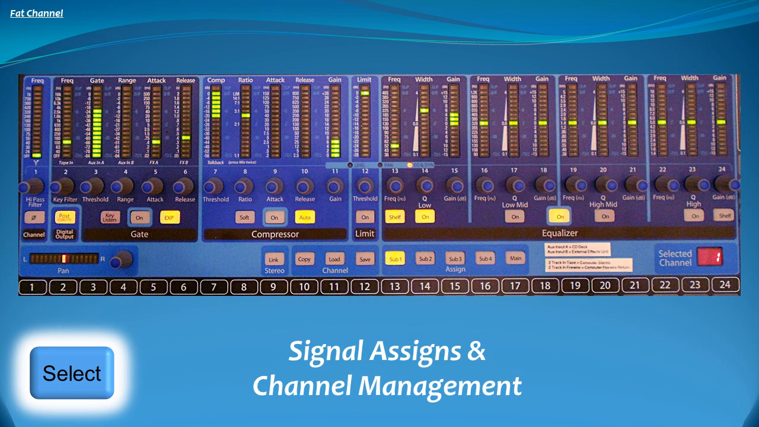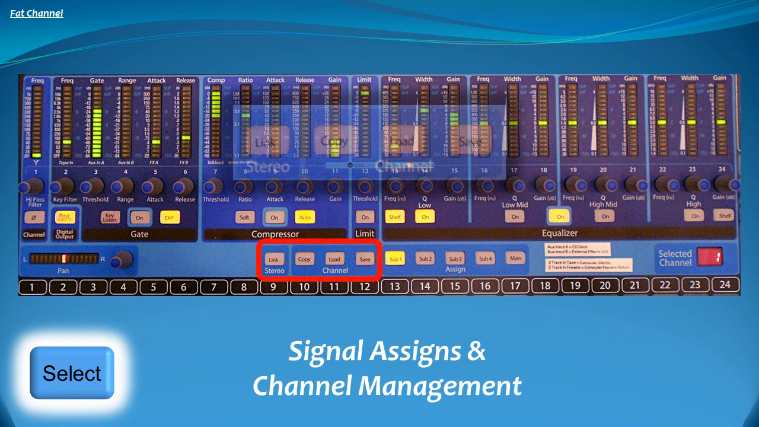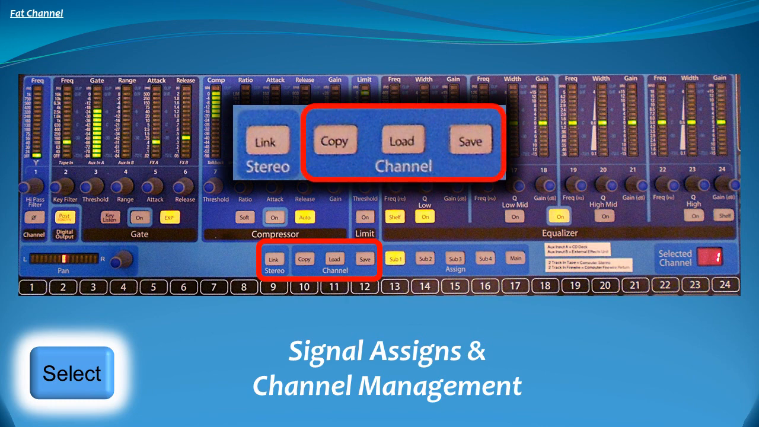In the lower center of the FAT channel, we find the channel management buttons, Copy, Load, and Save. Via these buttons, FAT channel settings from one channel can be quickly copied and pasted to other channels. Also, they can be used to save or load FAT channel settings. This is very convenient when trying to set up identical channels.